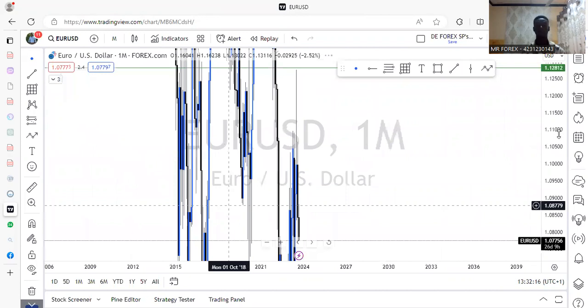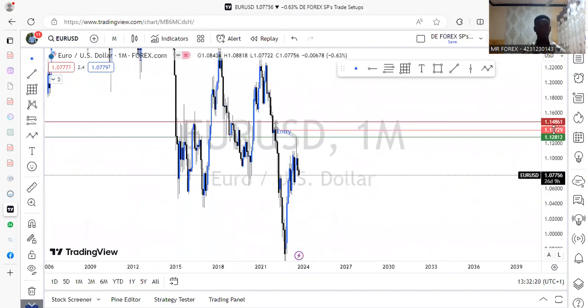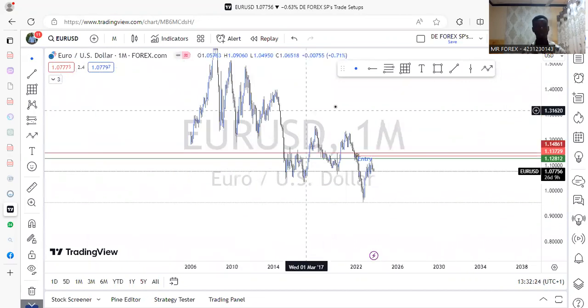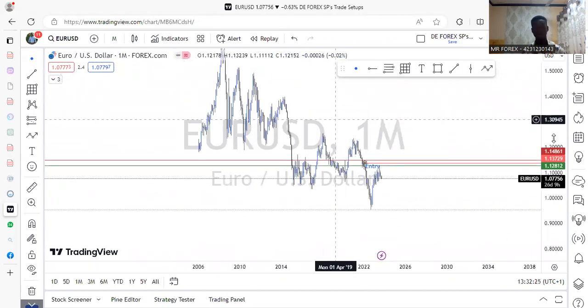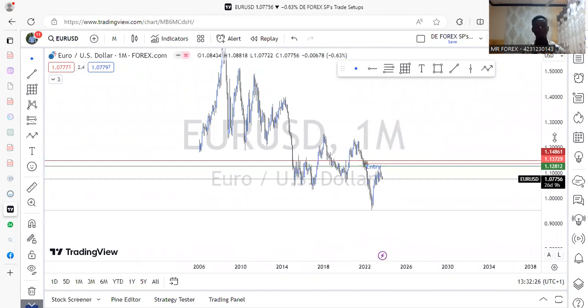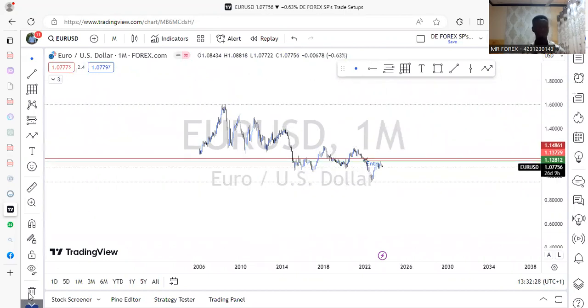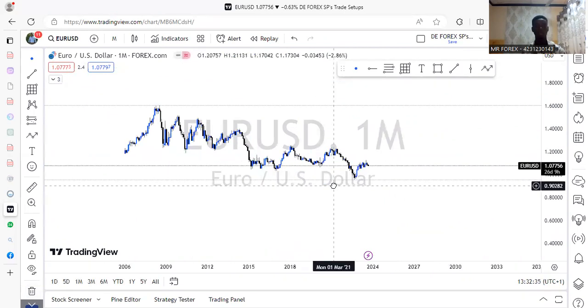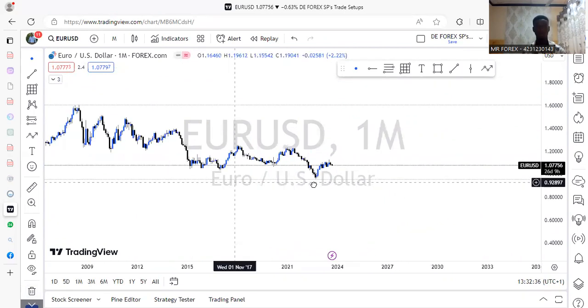What do we have here? So looking at the monthly chart, what do we see? The overall trend for Euro USD. Let's clear the chart. Let's see what is going on Euro USD.